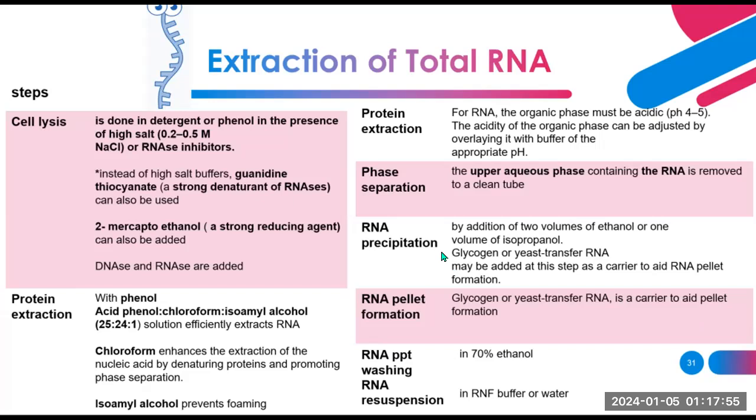And for RNA precipitation, we can do this by adding 2 volumes of ethanol or 1 volume of isopropanol. And glycogen or yeast transfer RNA can be added as a carrier. See, this is a carrier for pellet formation, the glycogen or yeast transfer RNA. And 70% ethanol is used for RNA washing, and RNase-free buffer or water is used for RNA resuspension.